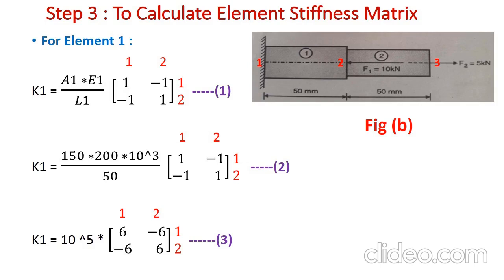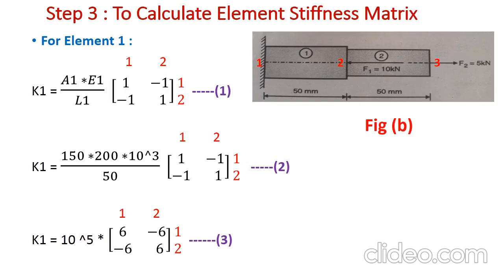It is a 2 by 2 matrix. You can observe in a red color the locations 1 2, 1 2. That is, this K1 is nothing but the stiffness matrix for first element, and this first element lies between node 1 and node 2. That's why everywhere you will observe in a red color 1 and 2. Its meaning is that this stiffness matrix is for a first element which lies between node 1 and node 2.